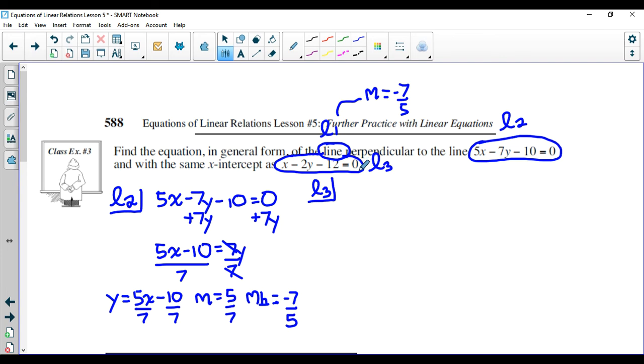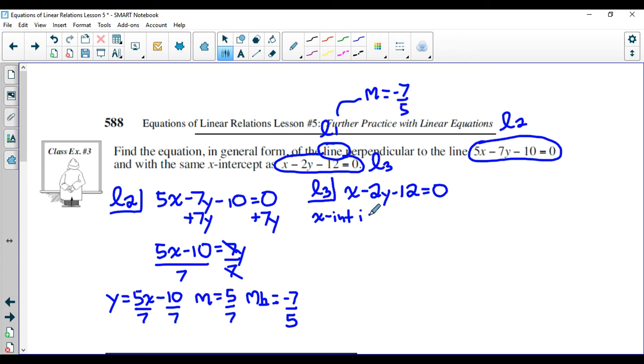Now, it also says that it has the exact same x-intercept as line 3. This is like the one time where the general equation is actually useful. So let's write the general equation out for line 3. We have x minus 2y minus 12 equal to 0.